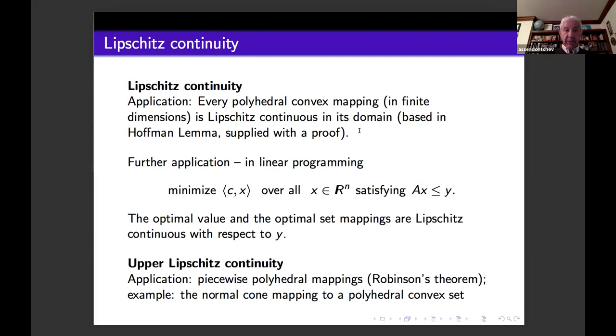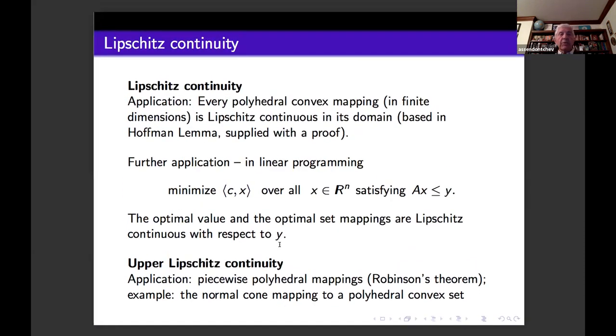And a further application was in linear programming, regarding this problem of linear programming with a parameter y in the constraints. So in this case, based on this Hoffman lemma and Lipschitz continuity of the feasible set, we can prove that the optimal value and the optimal set mappings are Lipschitz continuous with respect to y.